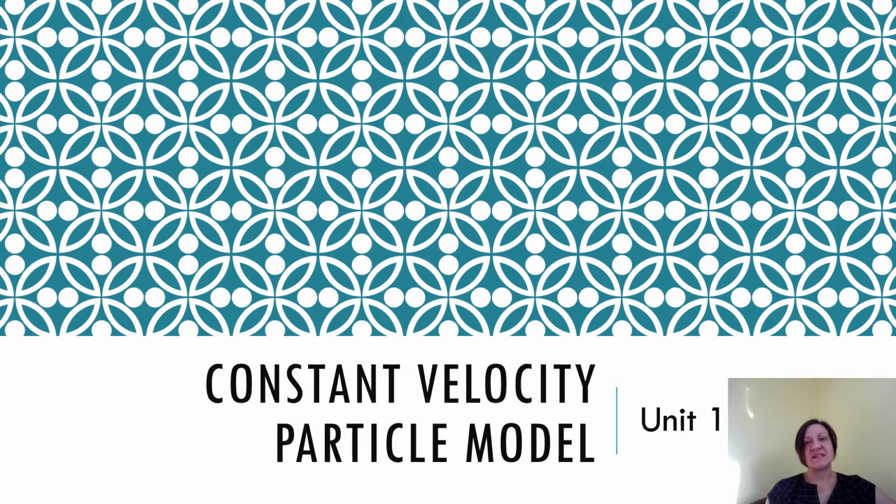In our first unit of physics, we're going to be learning about objects that are moving at a constant velocity, and we'll understand exactly what constant velocity means in just a few moments. We're also going to be treating our objects as particles, meaning that they don't really have a size. Therefore, this first unit is called the constant velocity particle model.